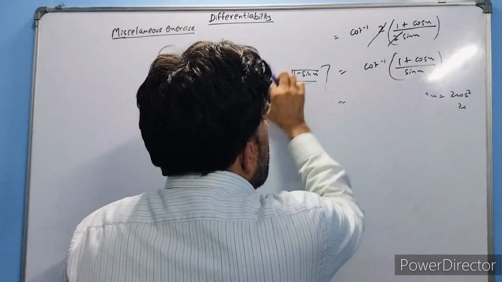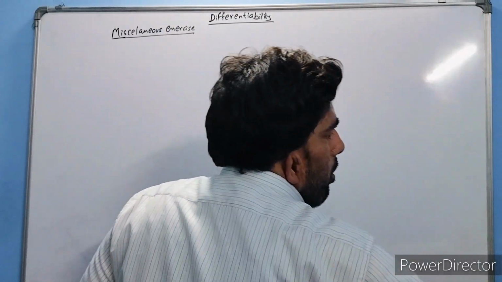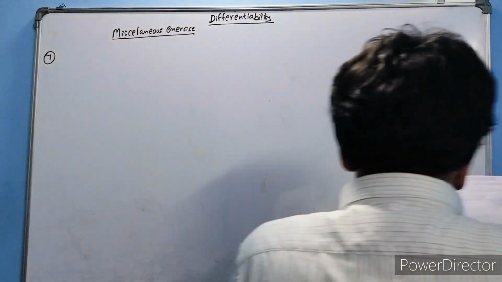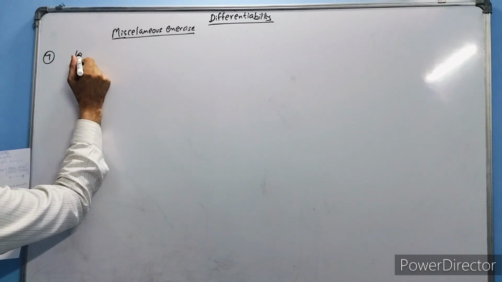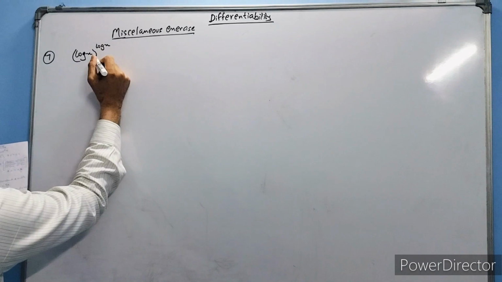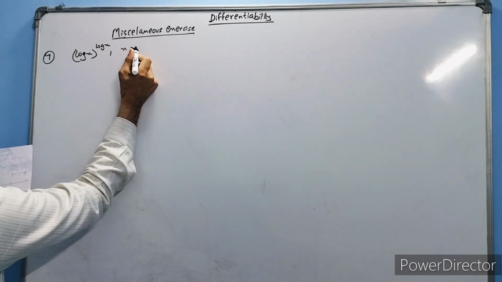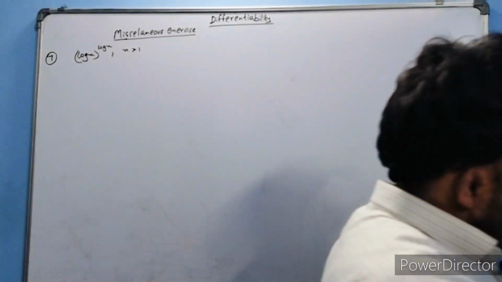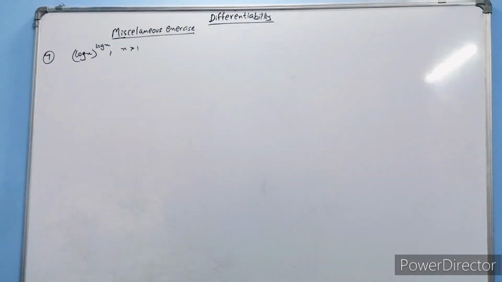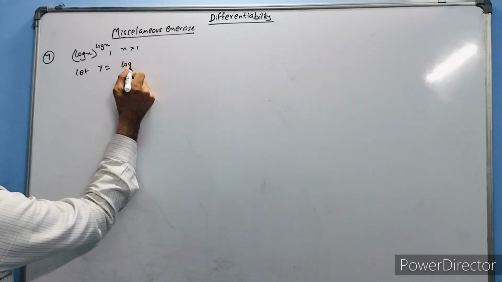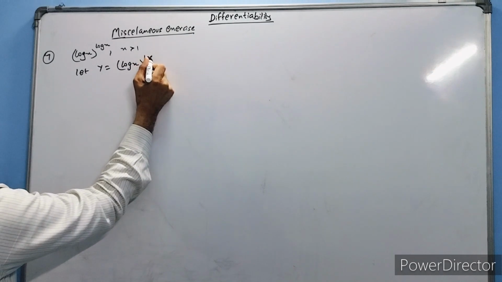So now let us see what the seventh question says. The seventh question is, we have (log x) to the power log x, where x is greater than 1. So now let us consider this first step: let y is equal to (log x) to the power log x.